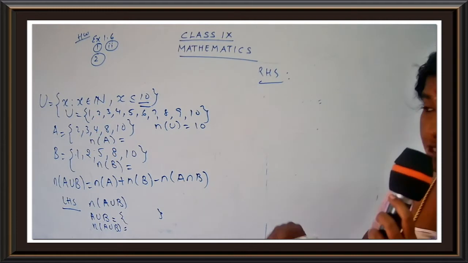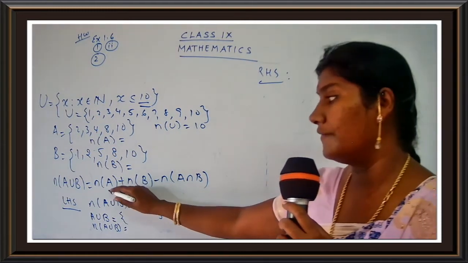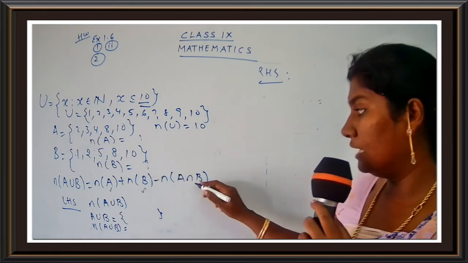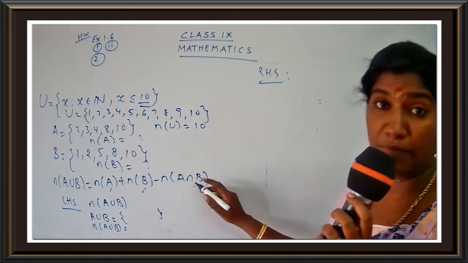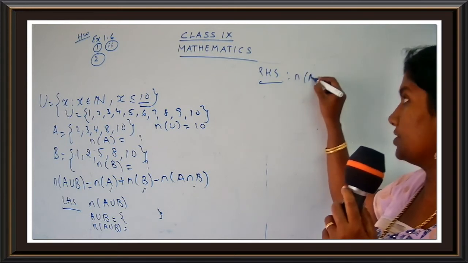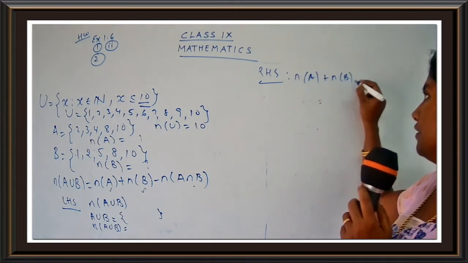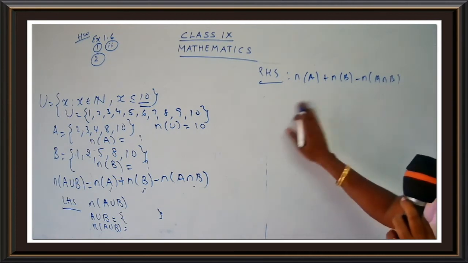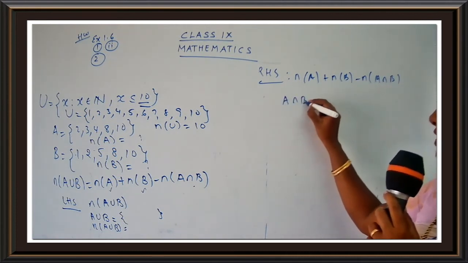Now you are going to take the RHS. For the RHS, you know the value of n of A, yes? And you know the value of n of B. Only the thing left out is A intersection B, which we don't know. So first of all, write down the RHS. What is the RHS? n of A plus n of B minus n of A intersection B. Okay. So what are you going to do here? Find out A intersection B.